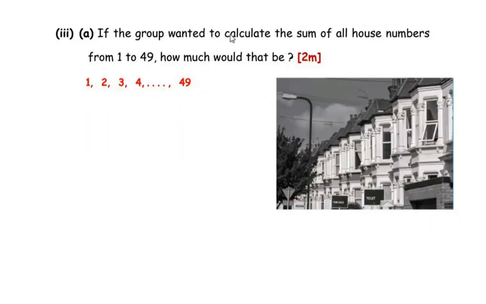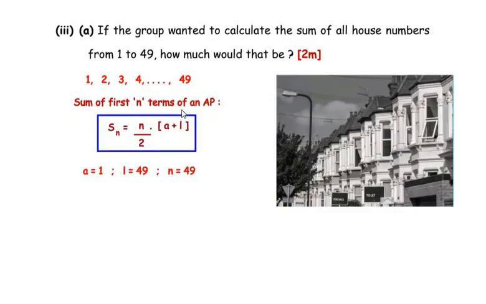If the group wanted to calculate the sum of all house numbers from 1 to 49, how much would that be? So if the group who wants to install the solar panels wants to calculate the sum of all house numbers like 1 plus 2 plus 3 and so on till 49, then how much would that sum be? So for that we are going to use a formula, that is the sum of first n terms of an AP, and it is given as Sn equal to n over 2 times (a plus l), where n represents the total number of houses which is 49. In this case a is the first term of the sequence which is 1 and l is the last term of the sequence which is 49.